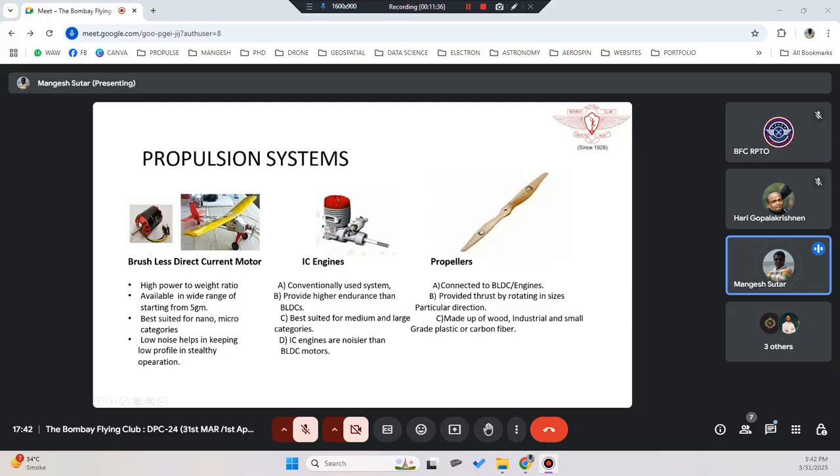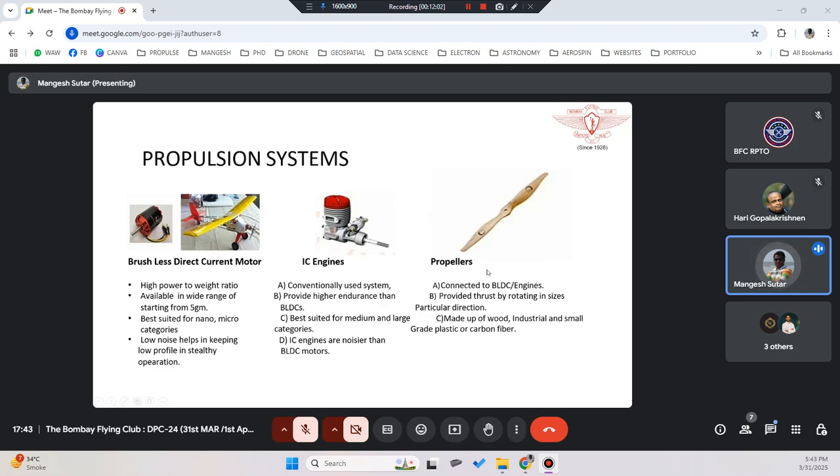Whereas for both the systems, whether it is a BLDC motor or IC engine, you need a propeller, because that is what actually is going to generate the thrust. Connected to BLDC or IC engines, the propeller provides thrust by rotating. As it makes rotary motions, it will create a thrust.